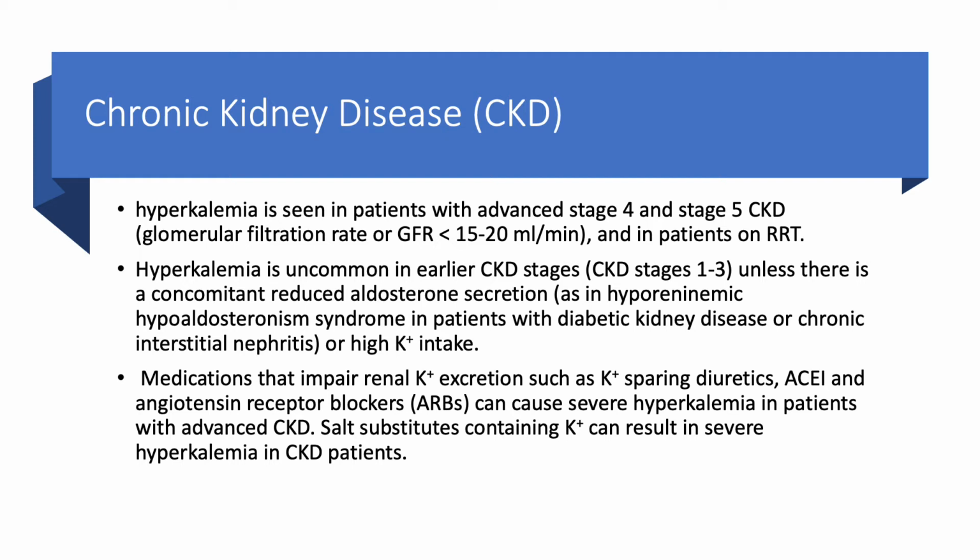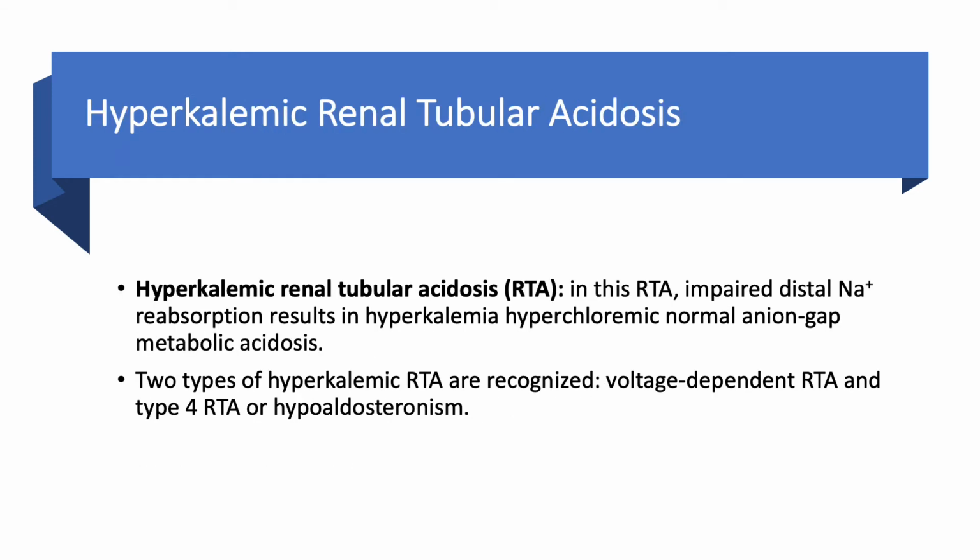Keep in mind that patients with diabetic nephropathy, even at earlier stages of chronic kidney disease, can have hyperkalemia. Why? Because of hyporeninemic hypoaldosteronism. Keep that in mind. I'm going to repeat it in a minute. So we said the main two reasons for hyperkalemia are renal or adrenal.